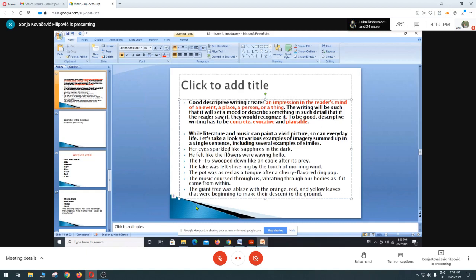Music can paint a vivid picture, so can everyday life. So let's take a look at various examples of imagery summed up in a single sentence, including several examples of similes. Pa pogledajte kako može. Eyes sparkle like sapphires in the dark. Ili osjećanja. He felt like the flowers were waving hello. The F-16 swooped down like an eagle after his prey. Dakle, opis aviona. The lake was left shivering by the touch of morning wind. The pot was as red as a tongue after a cherry-flavored ring pop. Zamislite to, taj opis.